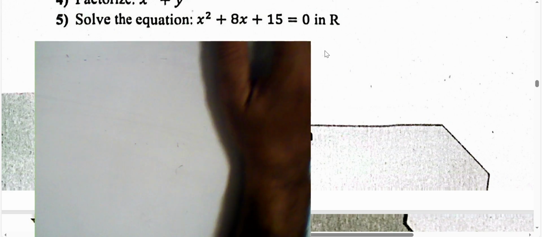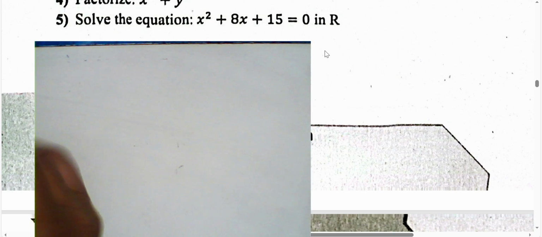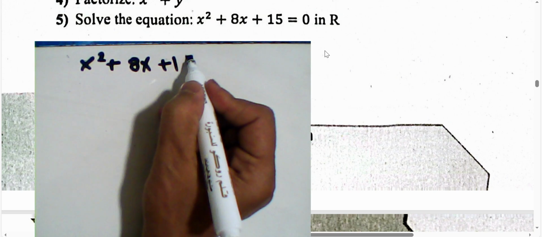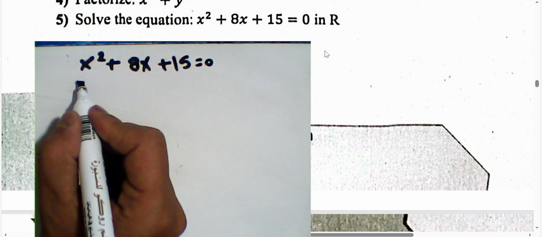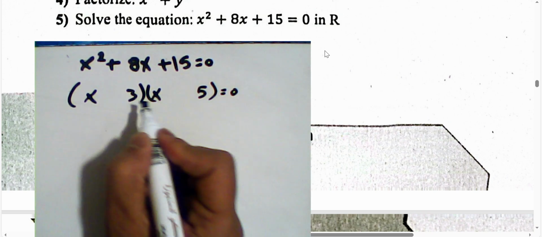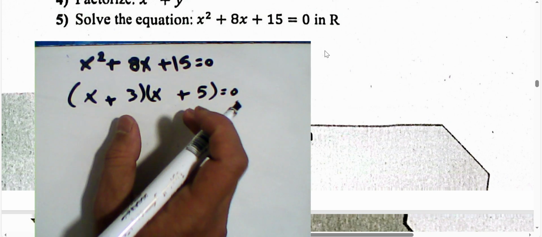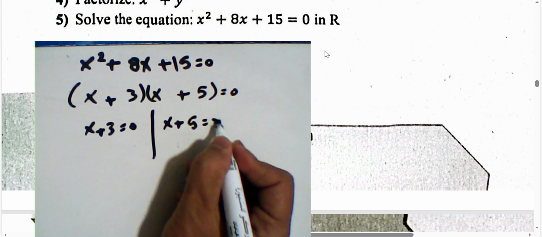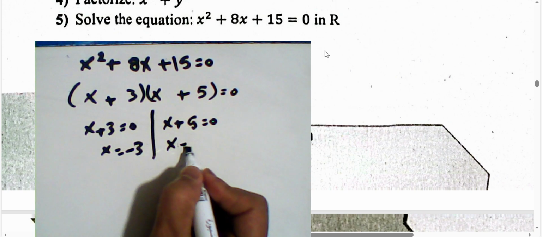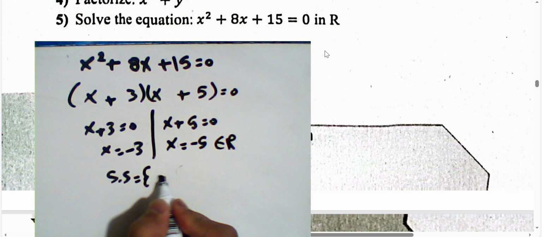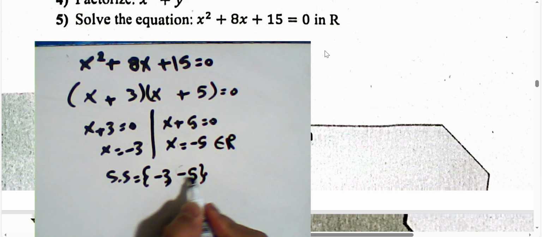Next question. In the solution set of real numbers, we have x^2 + 8x + 15 = 0. We can write x times x equals x^2. We know 3 times 5 is 15, and the signs will be positive and positive. Then we have x + 3 = 0 or x + 5 = 0, so the value of x equals negative 3, and here x equals negative 5. They belong to the real numbers. Then the solution set is {-3, -5}.